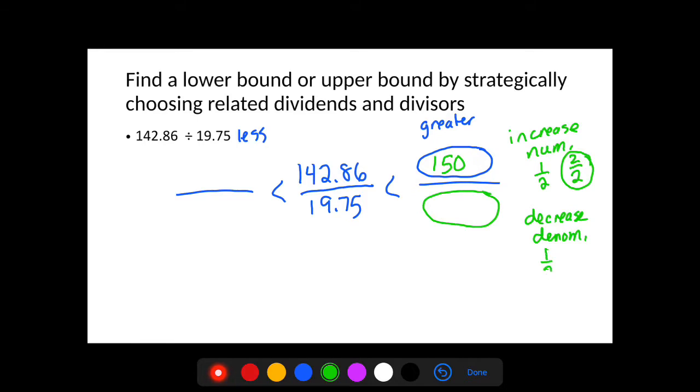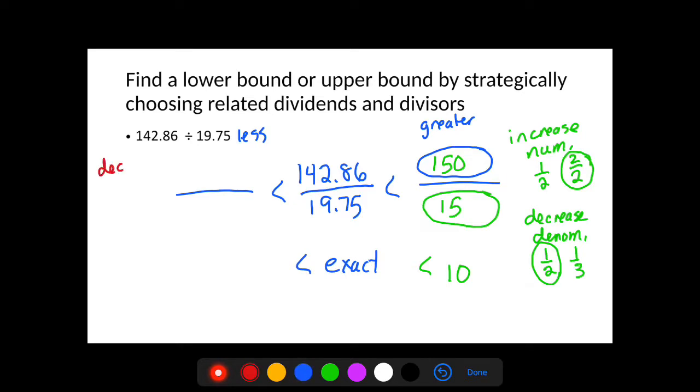Why? Well, let's look at 1/2 versus 1/3. The fraction with the smaller denominator ends up being the larger fraction. So here I'm going to want to have a smaller denominator. In this case, I could reduce 19.75 in any way I want, but to make it easy in my head, I'm going to do 15, because 150 divided by 15 is just 10. I'm going to have my exact answer here, and I'm going to do the reverse on the left.